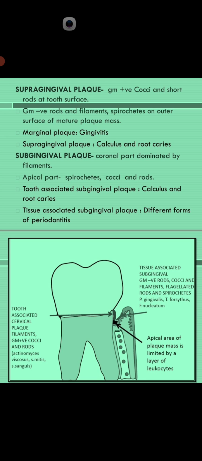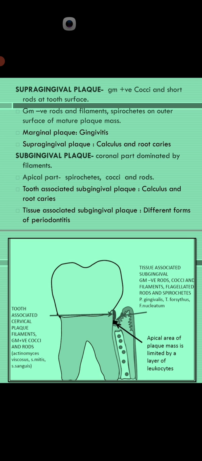Now come to the subgingival plaque. In subgingival plaque, in the coronal part there are predominantly filamentous bacteria. The coronal part is dominated by filaments, and in the apical part of subgingival plaque there are spirochetes, cocci and rods.